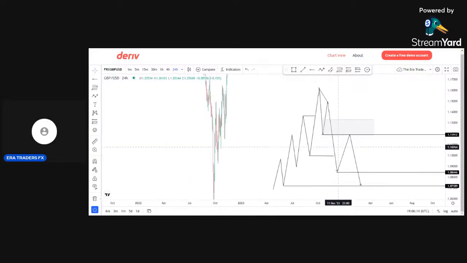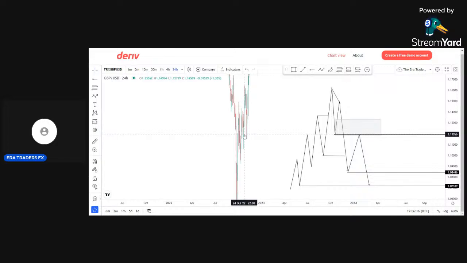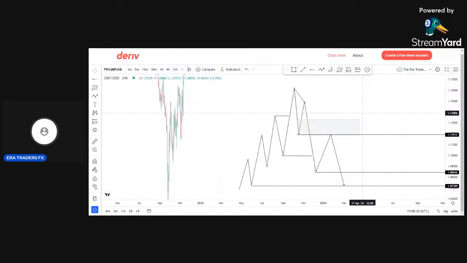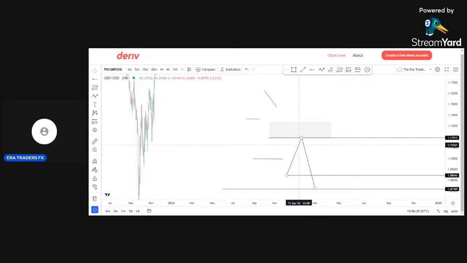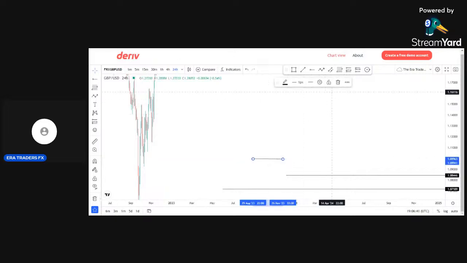So let's go to the chart for the sell scenario, the bearish mitigation block, right? Okay, so I will just show you the bullish mitigation block. Hope you guys are following.